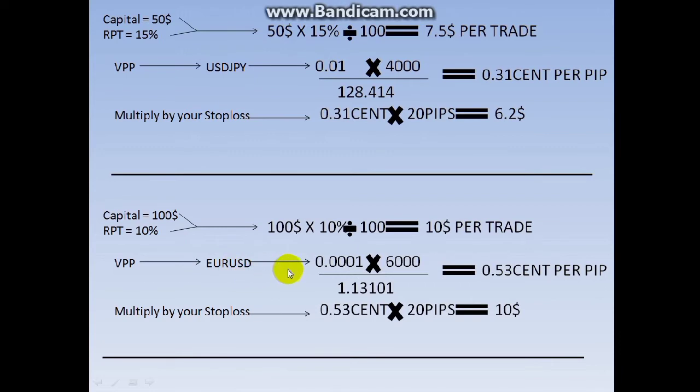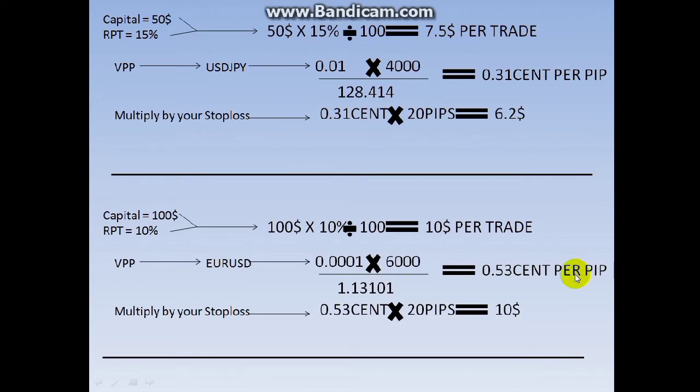Now our value per pip. The decimal place for non-Japanese yen pairs is 4 decimal places, right? The maximum lot size we are using for a $100 account is 0.6, which will give us 6,000 units. Now divide by the current market value, 1.13101. That will give us 0.53 cents per pip. So each pip's movement is costing us 0.53 cents.